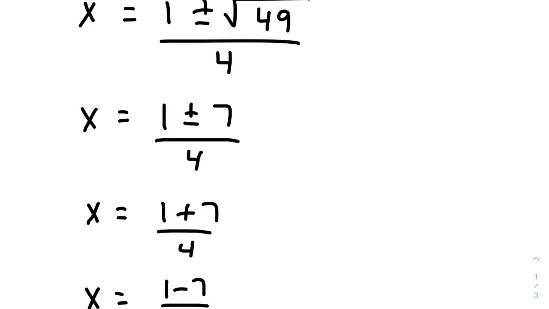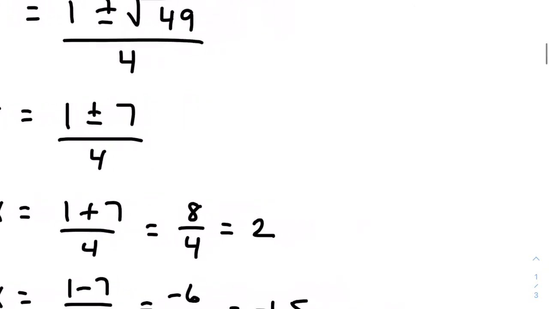All right, now 1 plus 7 is 8. 8 divided by 4 is 2. 1 minus 7 is negative 6. Negative 6 divided by 4 is not a number that we could have found by factoring. So it's negative 1.5, right? All right, so this one simplifies to a nice neat decimal. If they do, that's perfectly fine to simplify to a decimal. If they don't, you've got to leave it as a fraction.